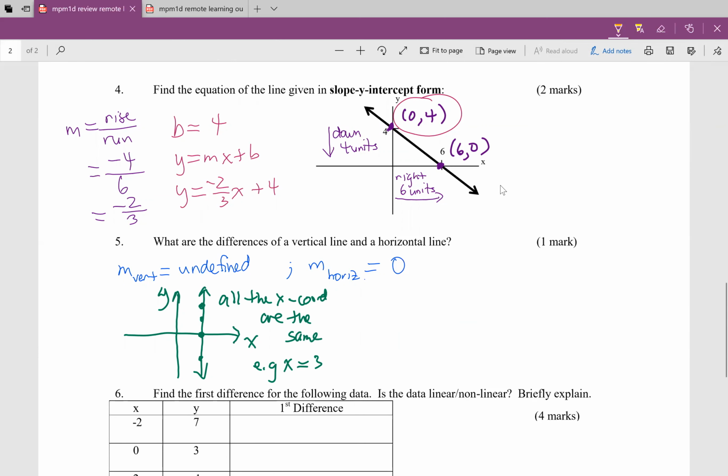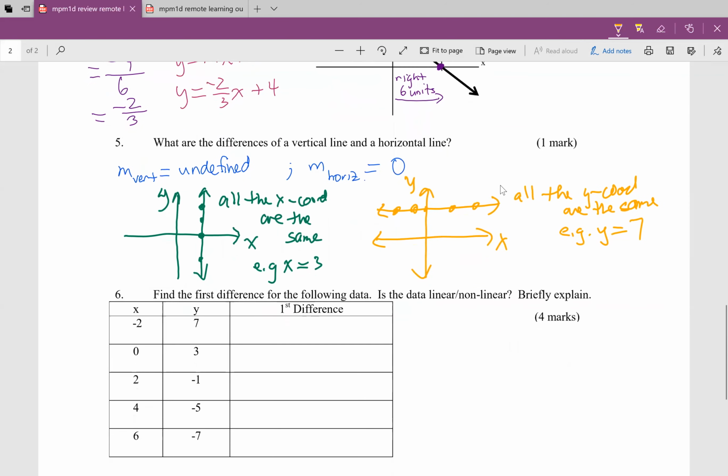How about for a horizontal line? So maybe we have this horizontal line that goes up here, and we have all those points. And notice all the y coordinates are the same. So in this example, it could be maybe y equals 7. They all have the same y coordinates of 7. So it's just like an interpretation.